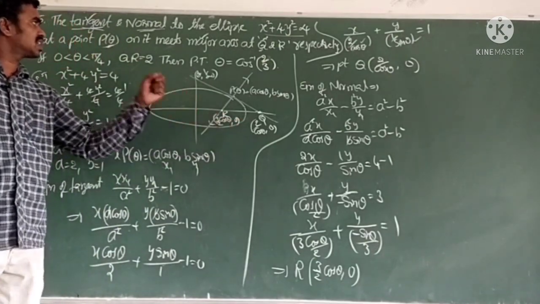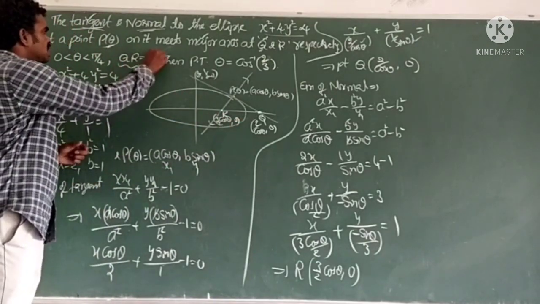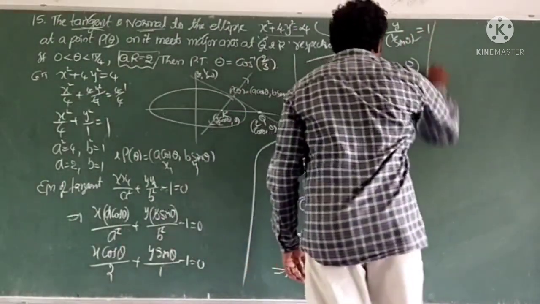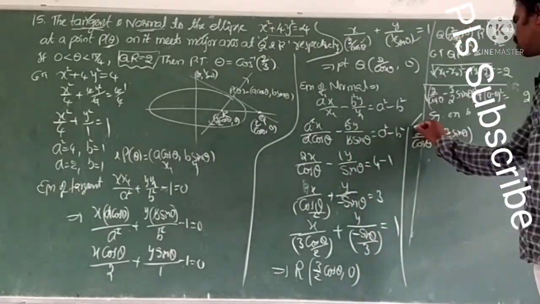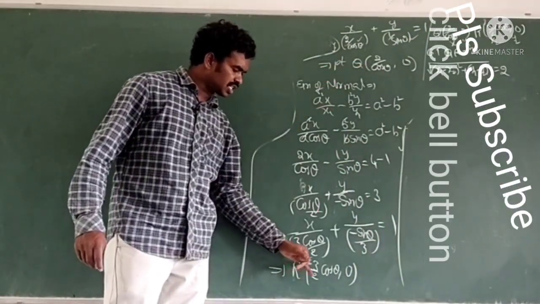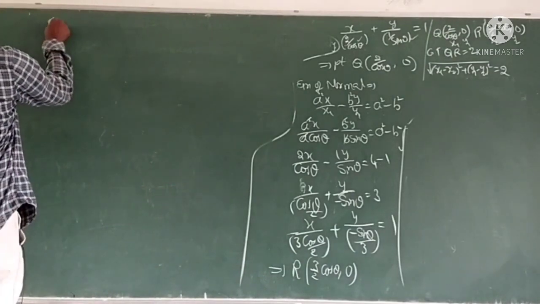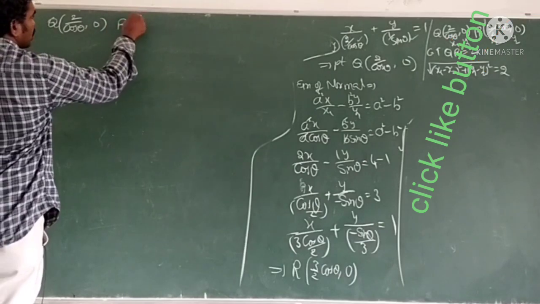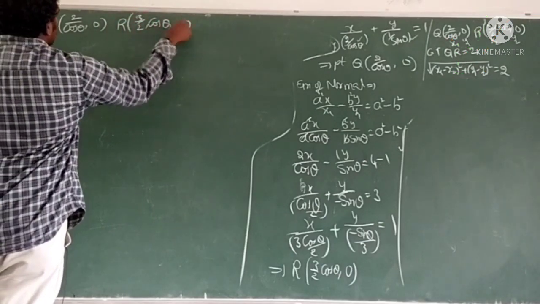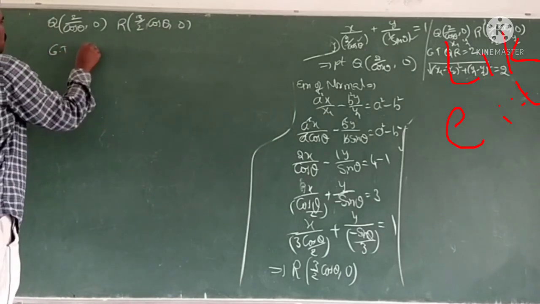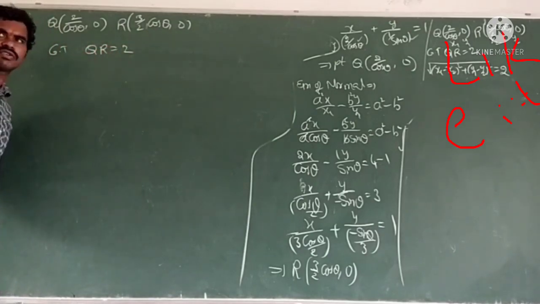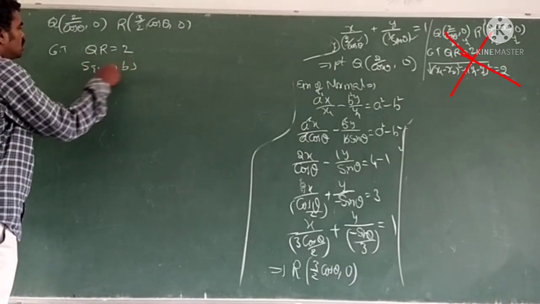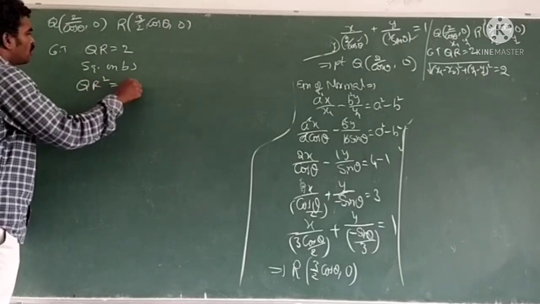Now, using these 2 points, and the distance between them being 2, we simplify to get the condition. Q is 2 by cos theta, comma 0, and R is 3 by 2 cos theta, comma 0. Given that QR equals 2. QR means root of (x1 minus x2) whole square plus y1 square. To remove the root, square both sides, so QR square equals 2 square.